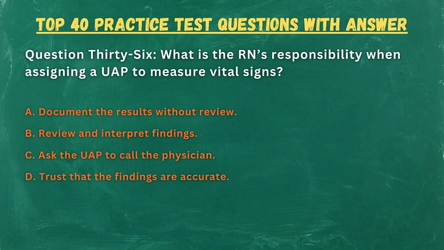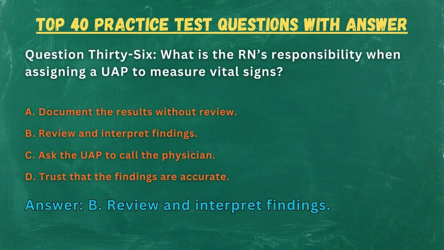Question 36. What is the RN's responsibility when assigning a UAP to measure vital signs? A. Document the results without review. B. Review and interpret findings. C. Ask the UAP to call the physician. D. Trust that the findings are accurate. Answer: B. Review and interpret findings.